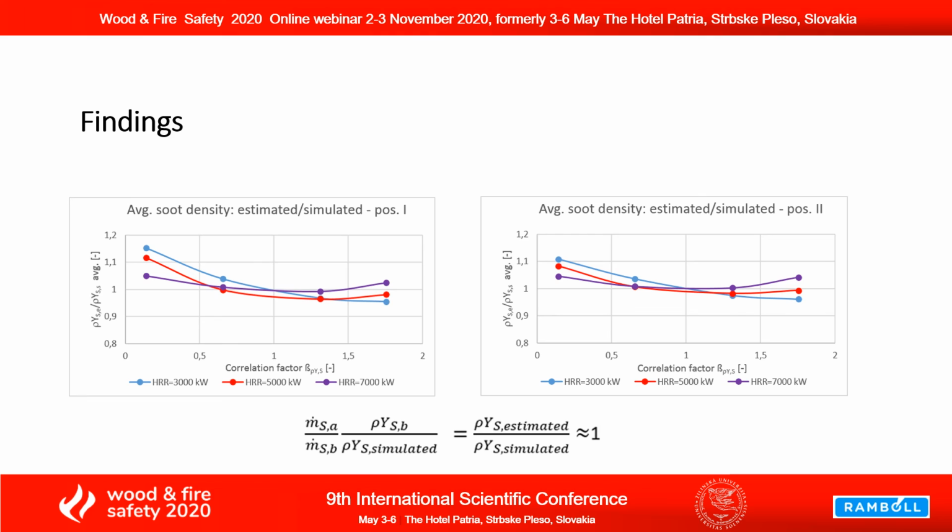Overall, the correlation factor proved to be able to reasonably predict the simulation results for the simulations conducted with an average discrepancy of only 3%.